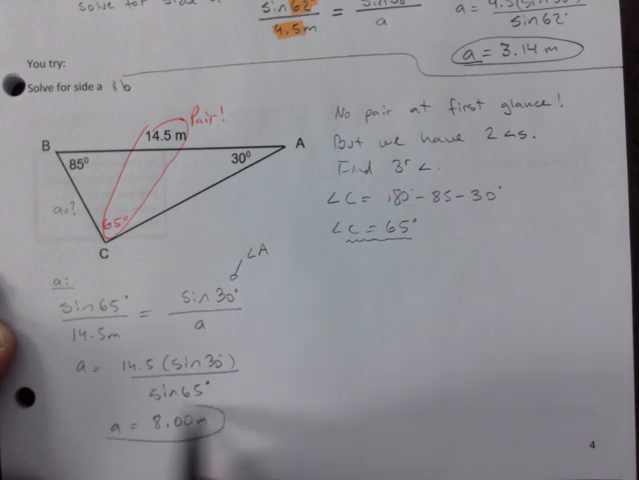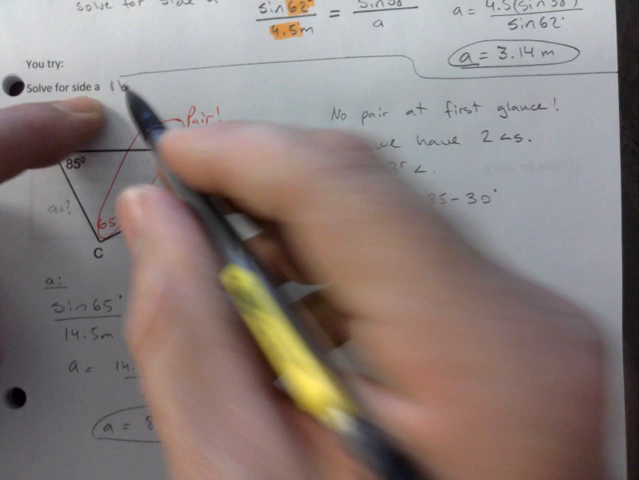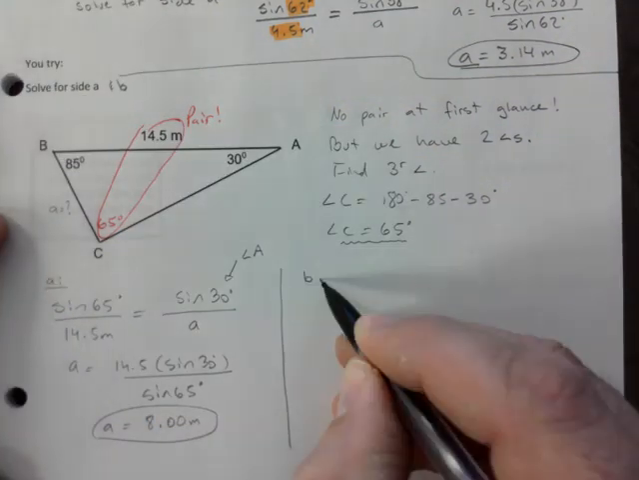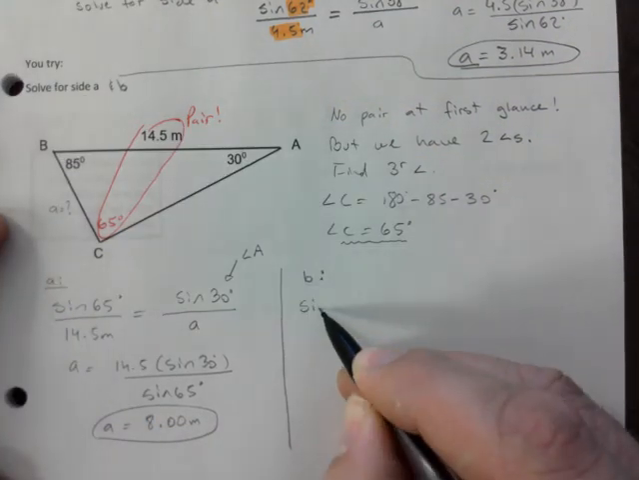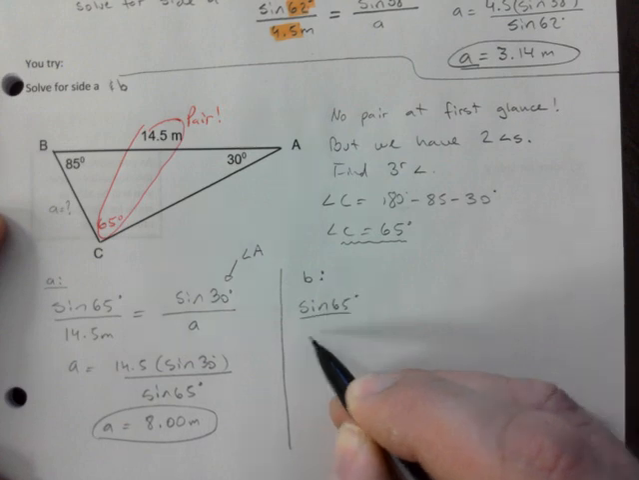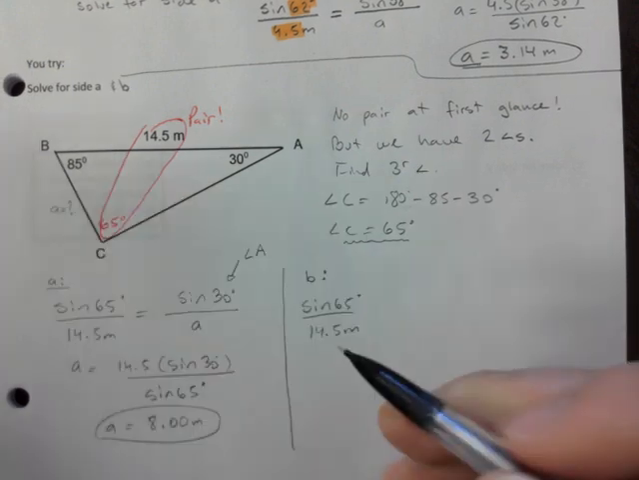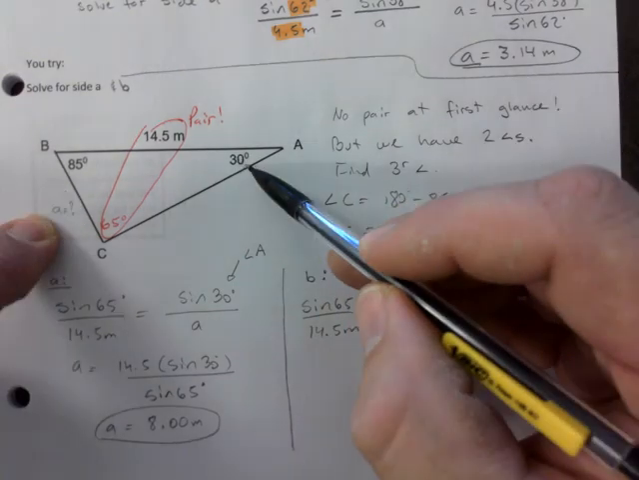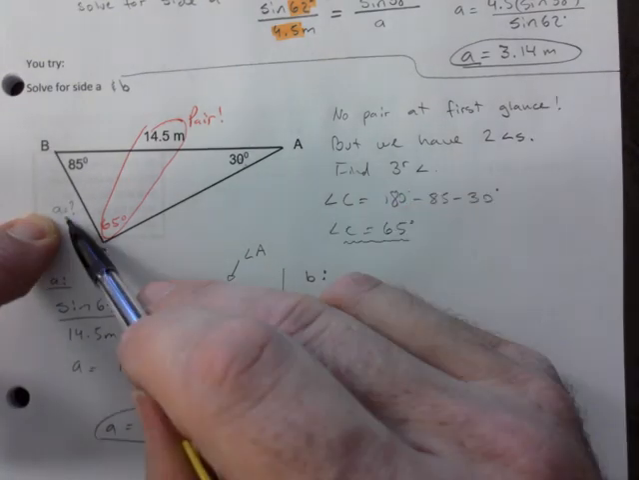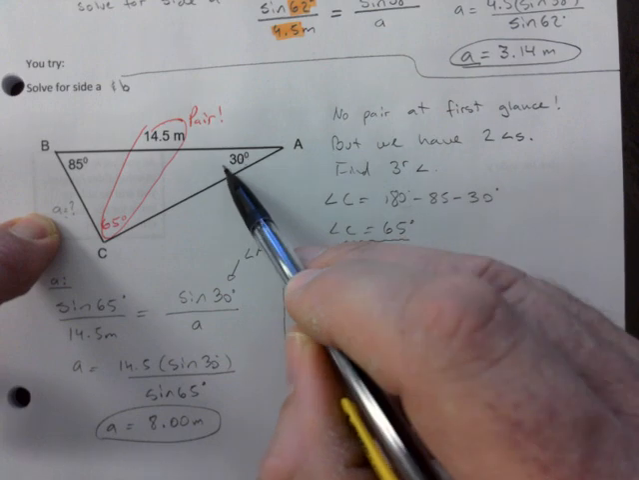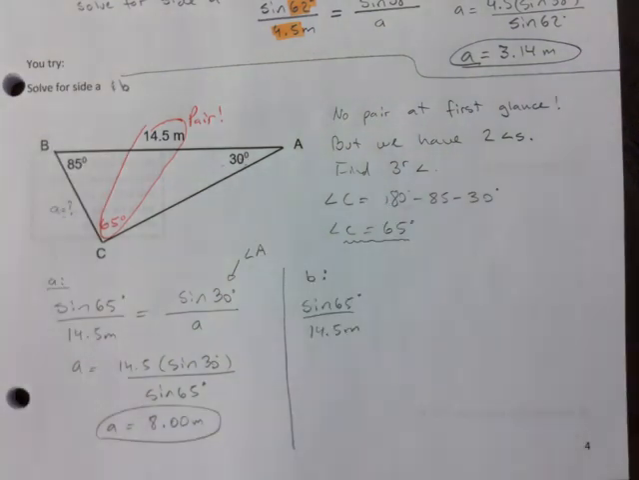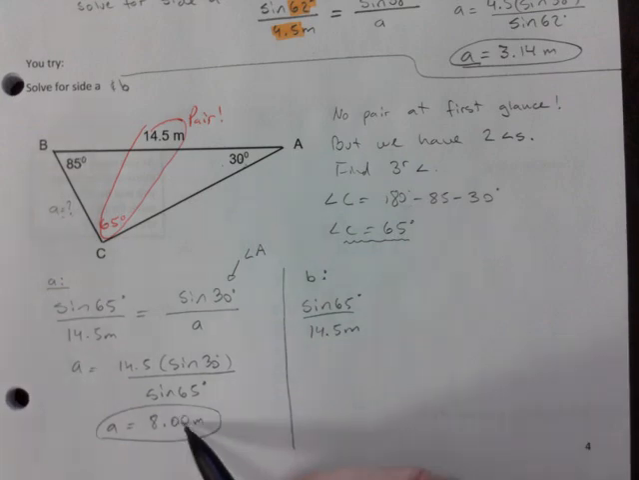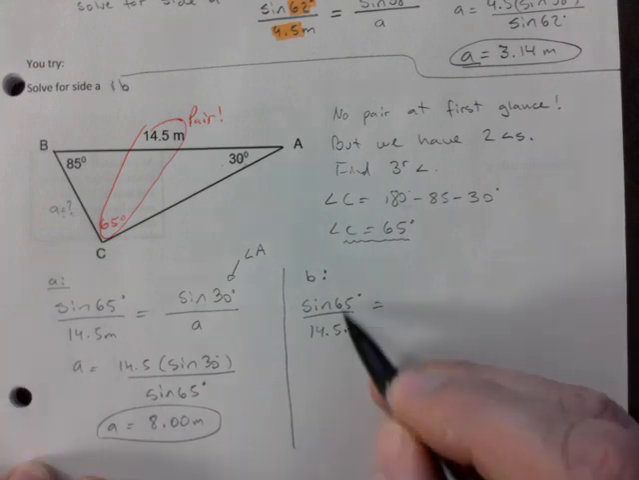And then solving for B. Okay, I'm going to cut that here. Solving for side B, I usually start with the pair that I have, even though technically you just found another pair. You know 30 and this is 8. So you could use that one if you wanted to, sine of 30 over 8, and then move on. But there's two problems with that. You round it and it could be wrong. And now it leads into this question. So if you just stick with the original pair, less likelihood of you making a mistake.